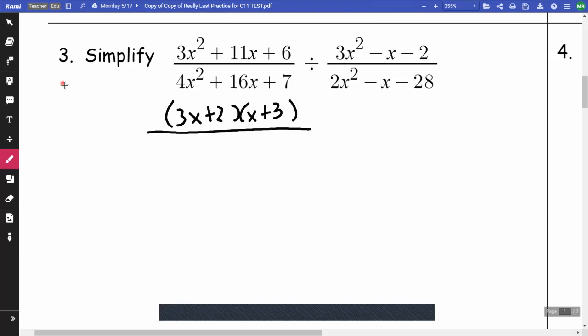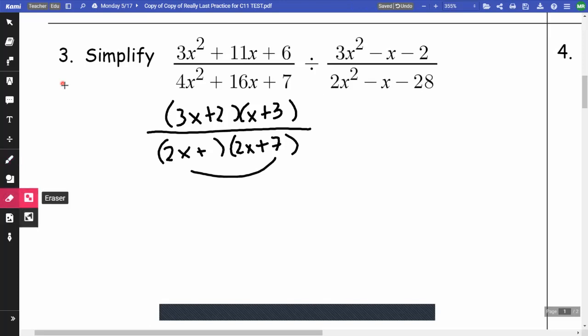On bottom, 4x squared plus 16x plus 7. That could be a 2x, or it could be a 4x and 1. I'm going to maybe try the 2x because I notice I have a 2x here, so I'm hoping that maybe that will cancel out. And I have a 7, which has to be a 7 and 1. So that will give me a 14, and then this will give me a 2. So yeah, that gives me my 16. So that'll be good.